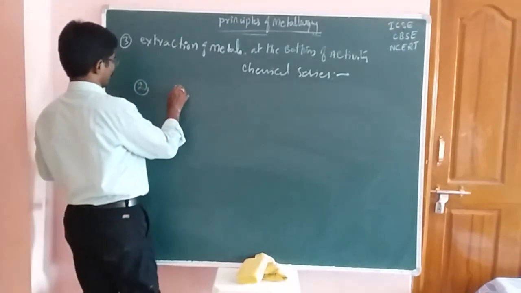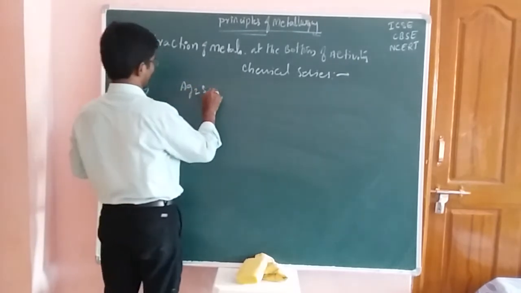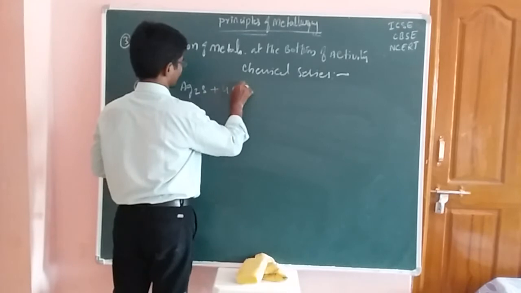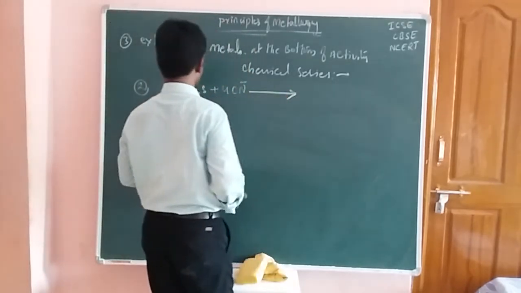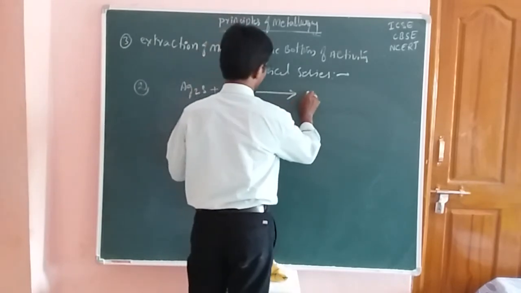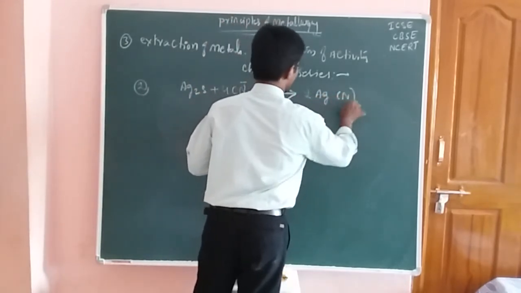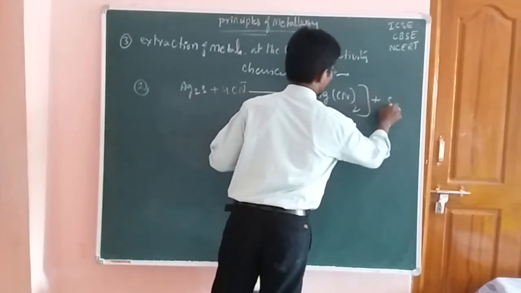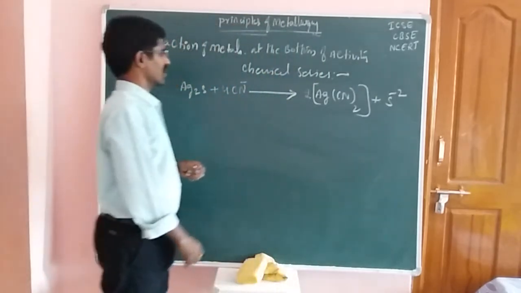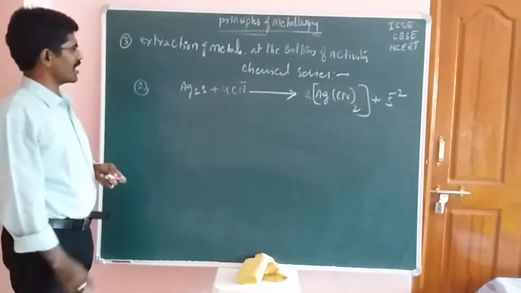Now here you have to take Ag2S plus 4 moles of CN minus. And from this it gives rise to 2 moles of Ag(CN)2 minus, and here plus S2 minus. So these are the products. Friends, I hope it is the balanced equation.